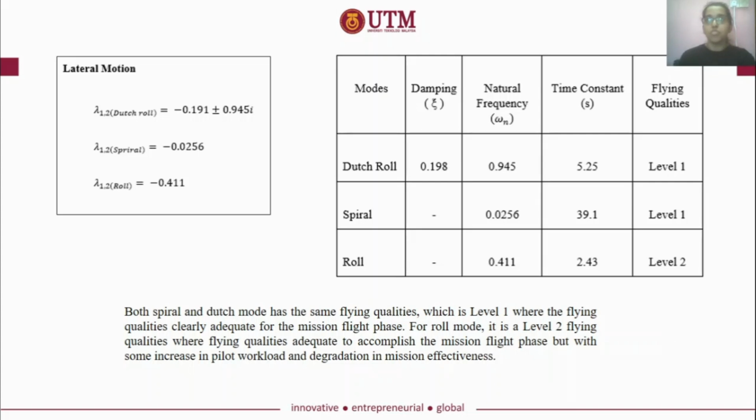It can be used to describe the stability and control characteristics of an aircraft for given cases, which allow the pilot to give an opinion on the level of flying qualities. The flying qualities can be classed into three levels, which are level 1, level 2, and level 3.